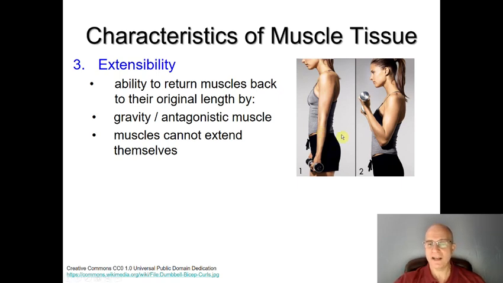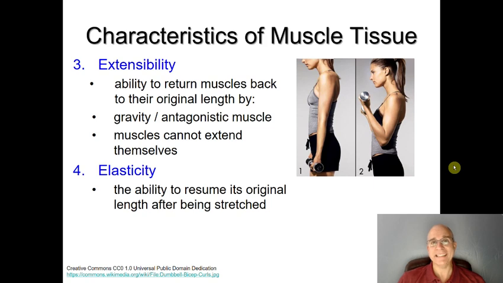So one of the reasons why I chose this picture is you can see the young lady here is holding a dumbbell, some hand weights. By relaxing the biceps brachii, gravity is going to help extend the muscle. You can also have an antagonistic muscle doing that. On the posterior side of the arm is the triceps brachii muscle, and by contracting the triceps brachii muscle, that will also cause extension, making the arm go back to the fully extended position that we see right here. So muscles cannot extend themselves.